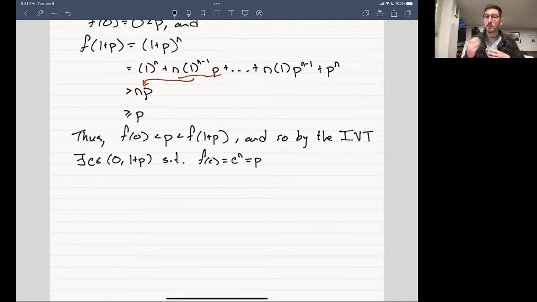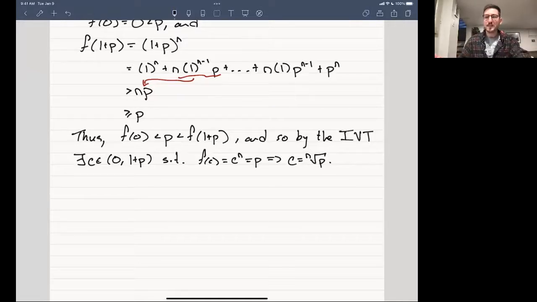But that means that we found a number that when you raise it to the nth exponent, or the nth power, it equals P. But by definition, this implies that C is equal to the nth root of P, right? That's just using the definition of the nth root.